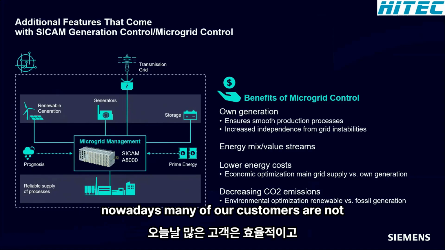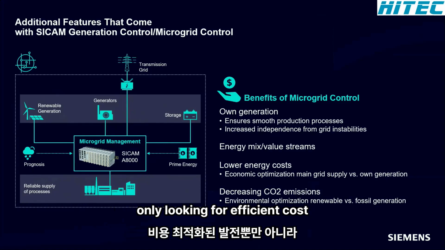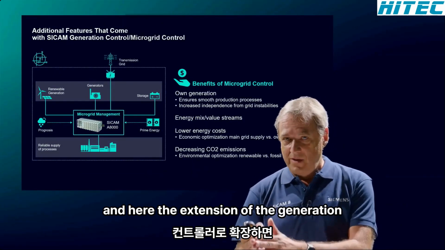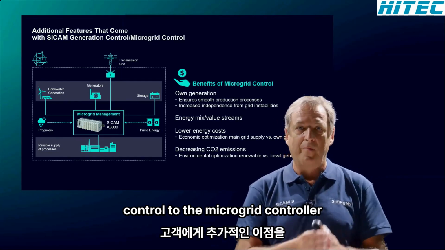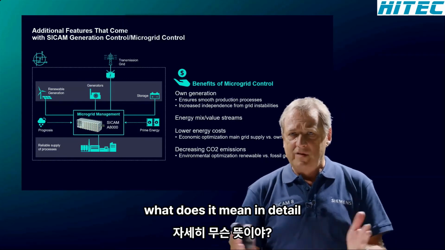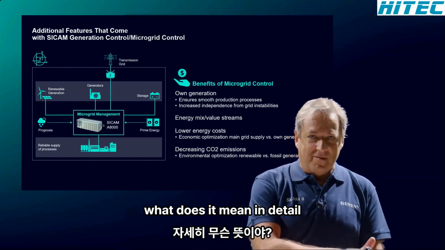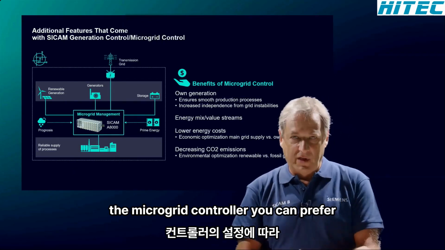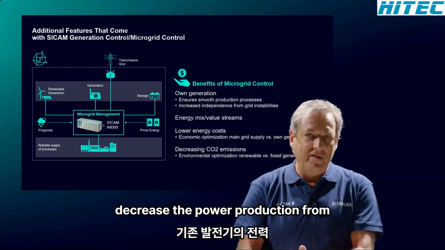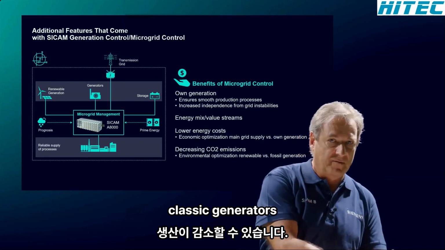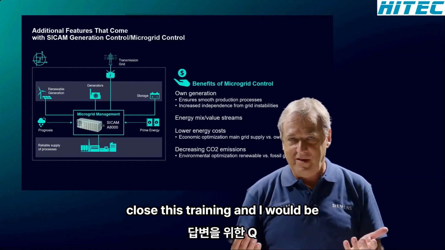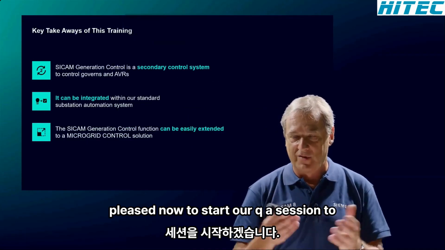Nowadays, many of our customers are not only looking for efficient and cost-optimized power generation, but also for the reduction of CO2 emissions. And here, the extension of the generation control to the microgrid control offers additional benefits to the customer. What does it mean in detail? For example, depending on the settings of the microgrid controller, you can prefer energy from renewables, and it can decrease the power production from classic generators. And with this statement, I would like to close this training, and I would be pleased now to start our Q&A session and to answer your questions.